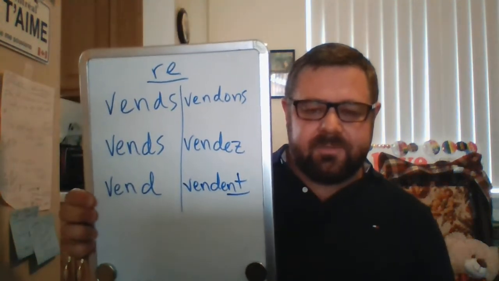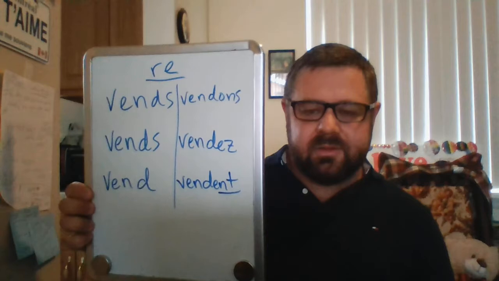Now you have your ONS. Nous vendons. Try everybody. Vendons. Vous vendez. EZ. Easy. And then they sell. Ils vendent. Elles vendent. Once again, you have your ENT being largely silent. Okay? Unless it's followed by a vowel for some reason. Okay? So try it again.